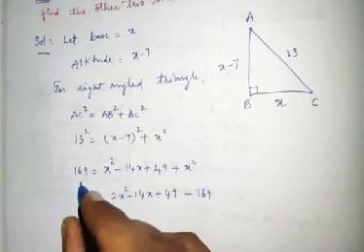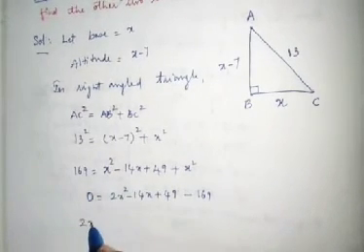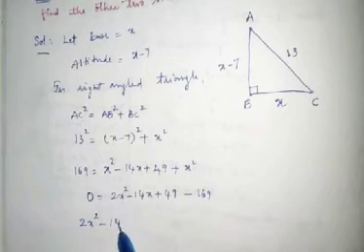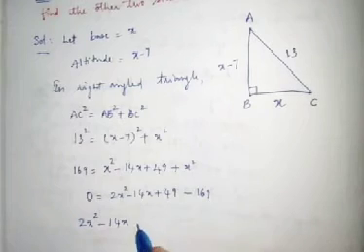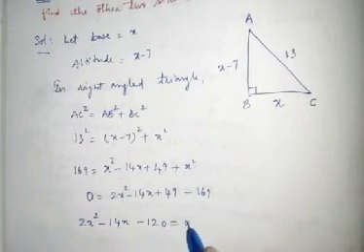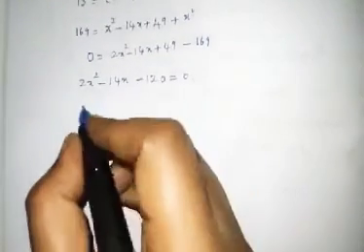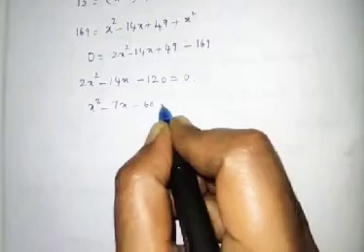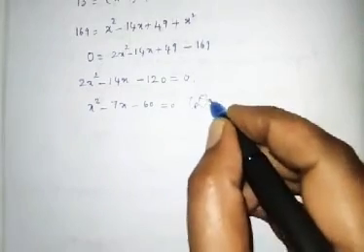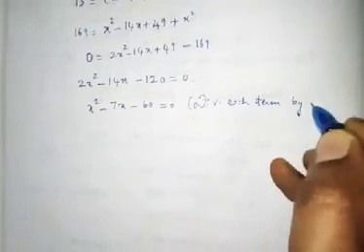Here everything we have shifted, it's going to be 0 now. So on the left hand side, 2x square minus 14x, and 49 minus 169 is minus 120, is equal to 0. So now dividing each term by 2, we are going to get x square minus 7x minus 60 is 0. This is by dividing each term by 2.